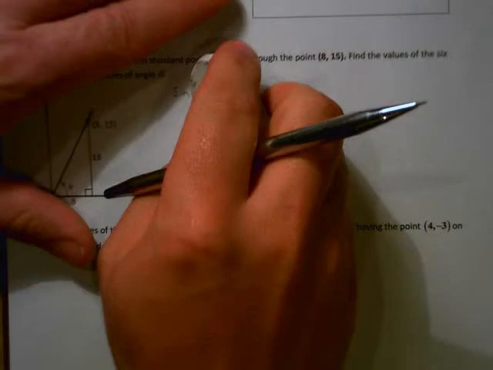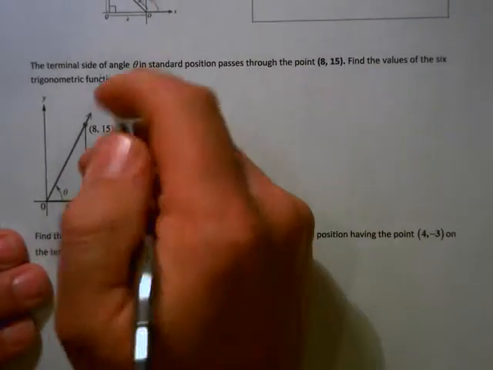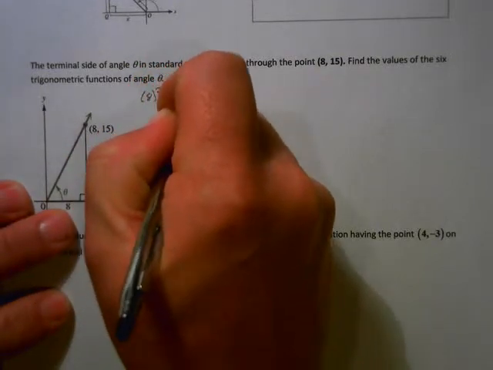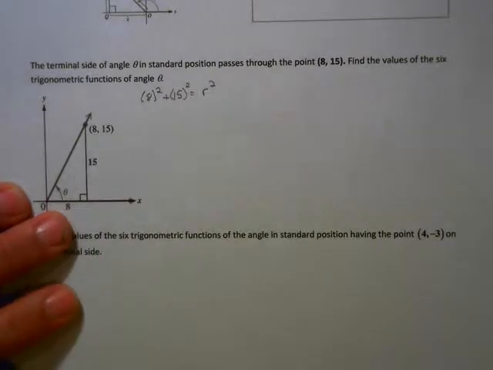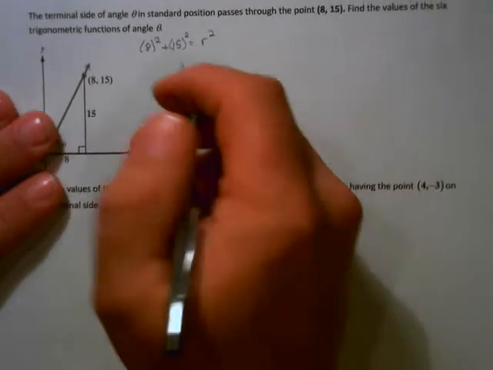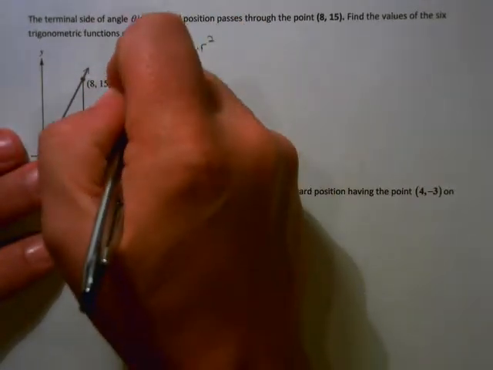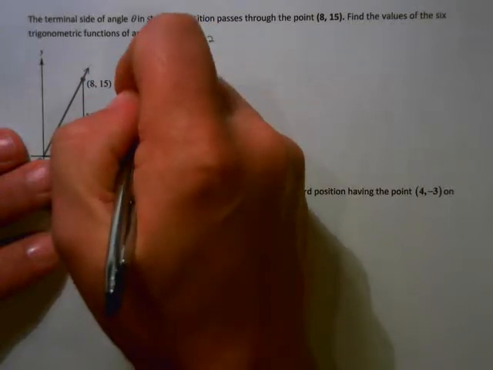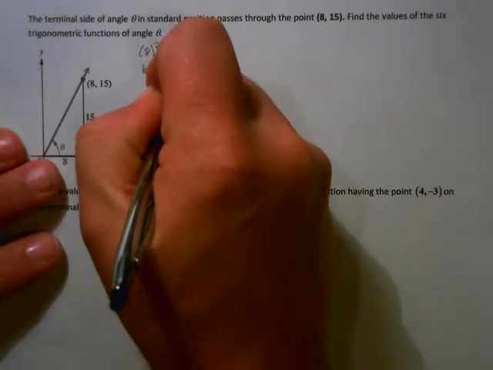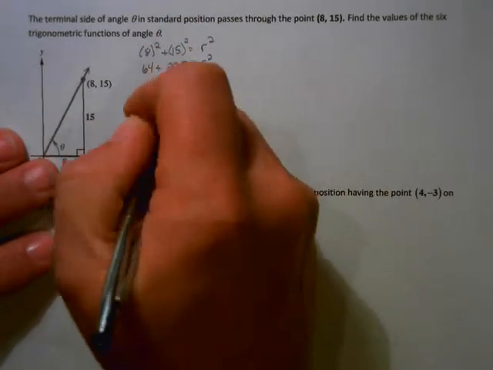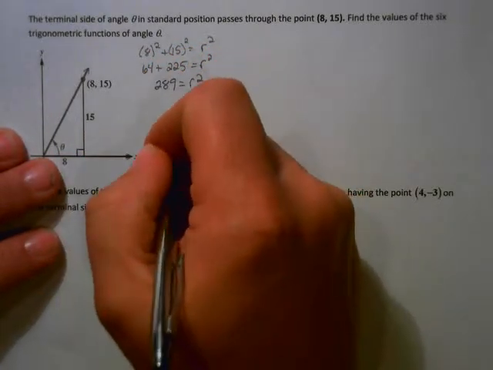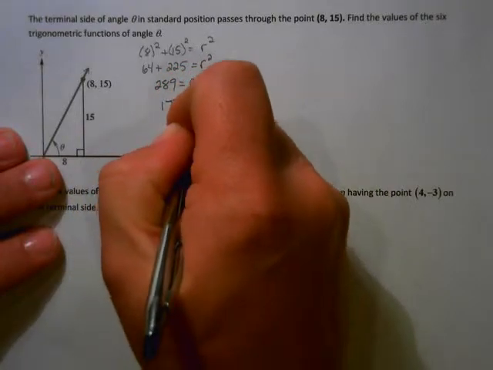So even though we're looking for sine, we can't quite get it yet. We'll have to go 8 squared plus 15 squared equals r squared. So we're using the Pythagorean theorem. Or you could use this one too, the square root of this. But this is going to be 64 plus 225 equals r squared. 289 equals r squared. So if we take the square root of both sides, we get 17 equals r.